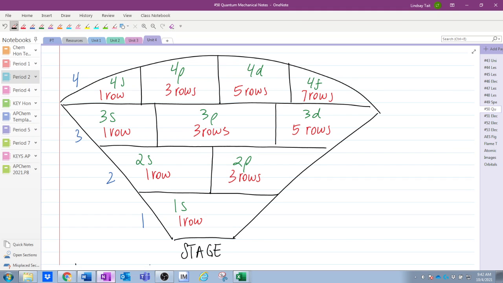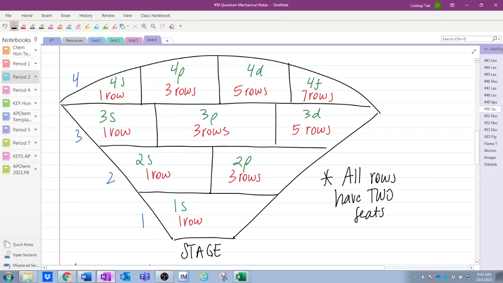All right, so now I'm at my row. What's the last piece of information I need? The seat. So what we're going to add here is that all rows have 2 seats. So my ticket just better tell me, hey, which of the 2 seats am I in? The first one or the second one? So if we think of our atom like a stadium, every electron in an atom has to have its own ticket. And that ticket needs to convey all of that information, the level to go to, the section to go to, the row, and the seat.